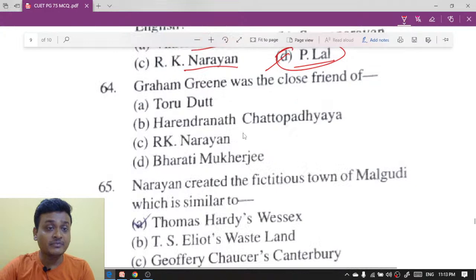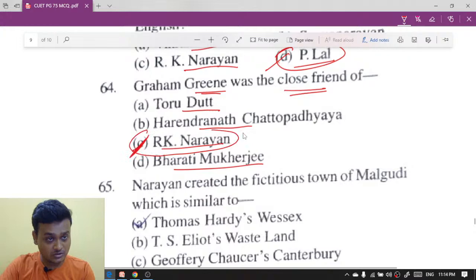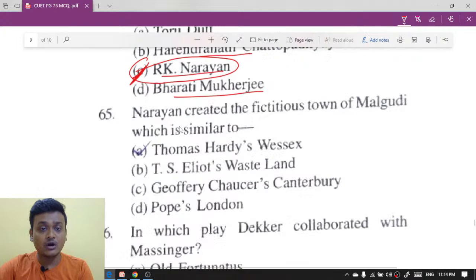Graham Greene was the close friend of Tarun Dutt, Rendranath Chattopadhyay, R.K. Narayan, Bharati Mukherjee. So Graham Greene was the close friend of R.K. Narayan. Narayan created the fictitious town of Malgudi, which is similar to Thomas Hardy's Wessex. So R.K. Narayan has created the fictitious town called Malgudi, whereas Thomas Hardy has created Wessex and Walter Scott's Waverley.